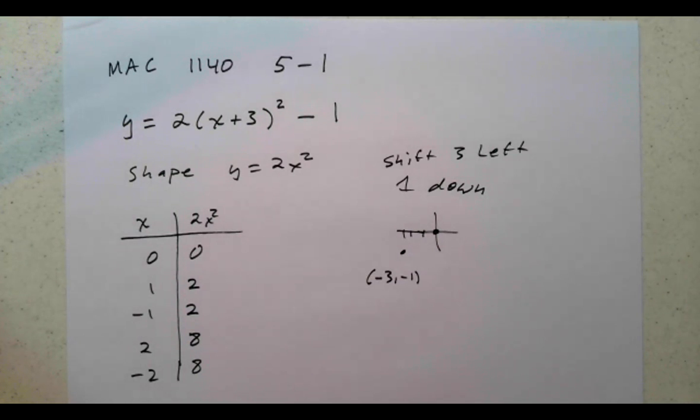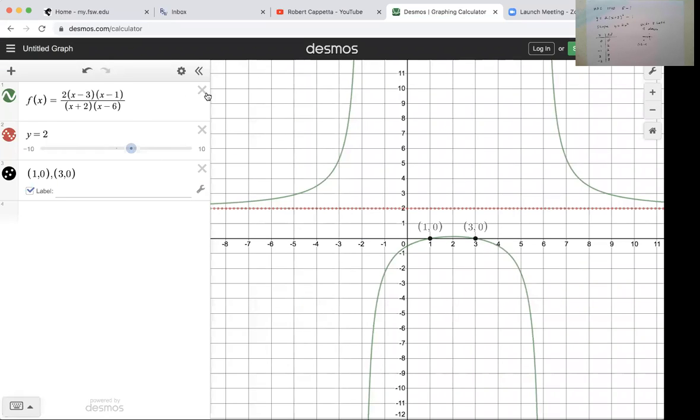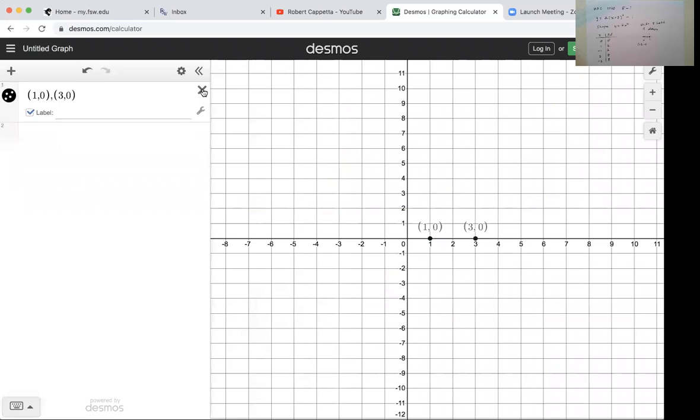Here we go. So we're starting at negative 3, negative 1. That was shifting it 3 to the left and 1 down. That's my starting point. Now that corresponds to the 0, 0. Then next we had the point 1, 2. That means move over 1, move up 2, which brings me to negative 2, 1.